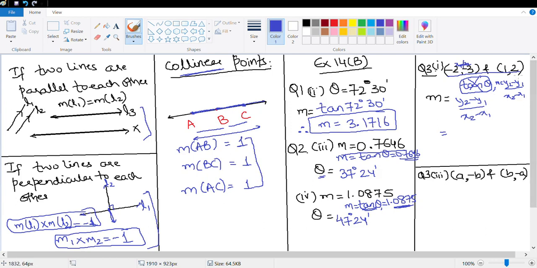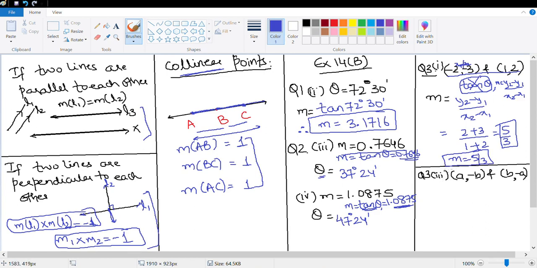So let's take x2, y2 as 1 and 2. So y2 is 2 minus of negative 3, which means 2 plus 3. x2 is 1 minus of negative 2, that's 1 plus 2, which means 5 upon 3 is the slope. So you can write your answer as m is equal to 5 upon 3, and that should get you full marks for this question. Let's look at question number 3, part 3.